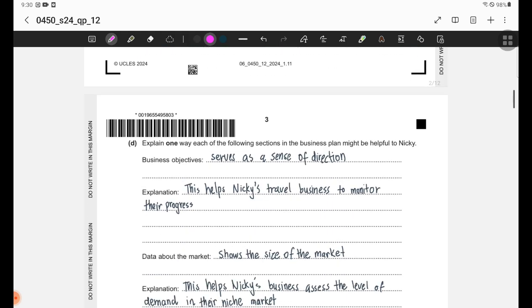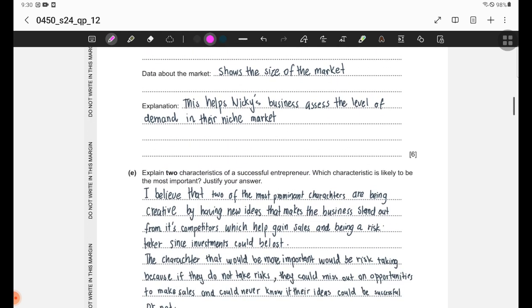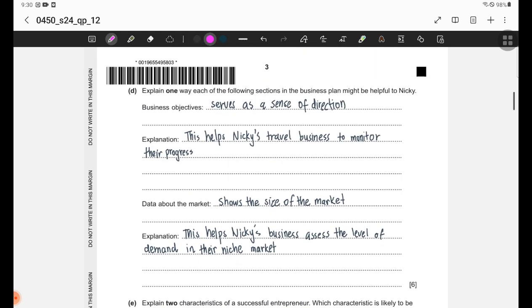Next, we'll be moving on to the 6 mark questions. We have 2 of them. So part D, you have to explain one way each of the following sections in the business plan might be helpful to Nikki. This is also in your textbook. I believe you have a chapter or a subchapter about this. I'm not so sure, I kind of forgot. But I believe you should have read and studied this within your syllabus.